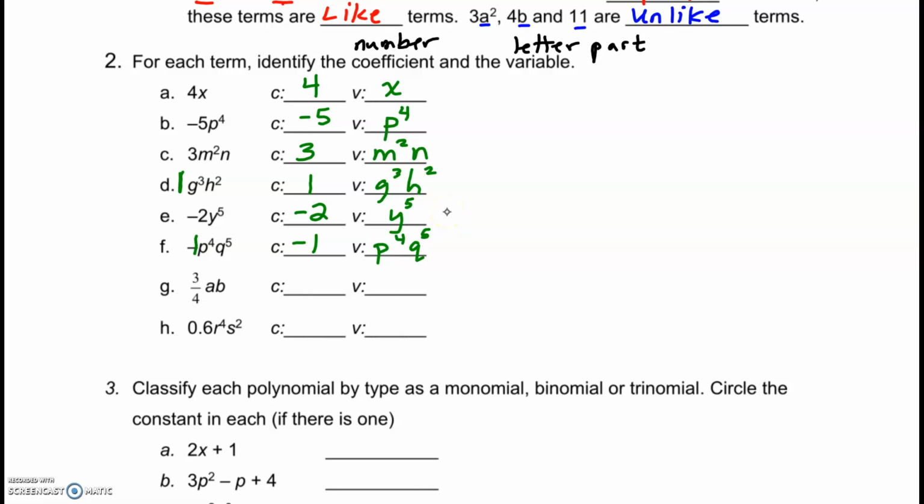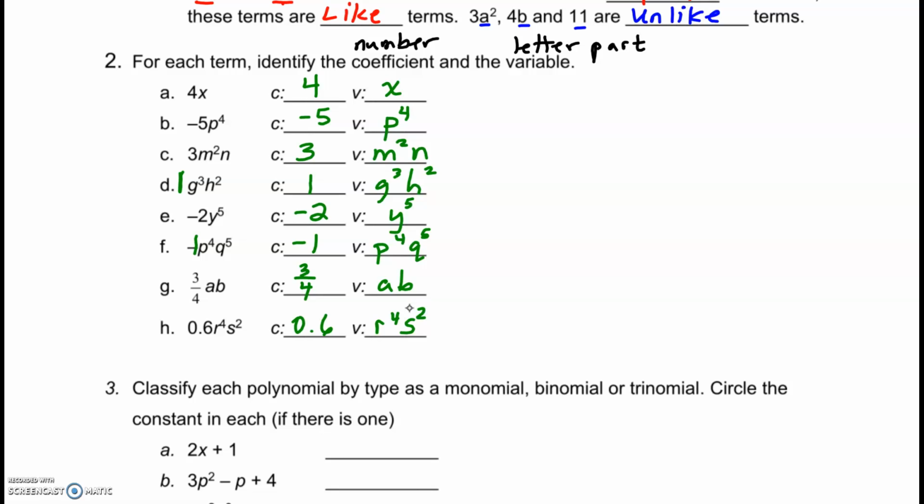For G, don't let that fraction scare you. That is still the coefficient. So it's 3/4, the number part, and AB is my variable. And again, just because it's a decimal, that doesn't mean it changes. That's still the number part, so that's 0.6. And my variable part would be r to the 4 s squared.